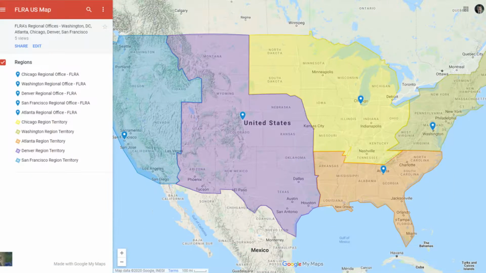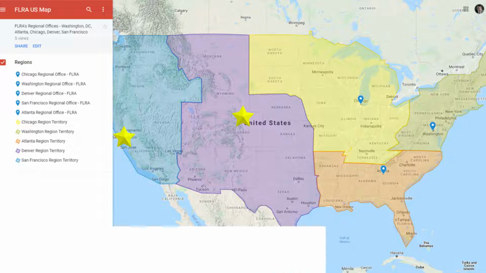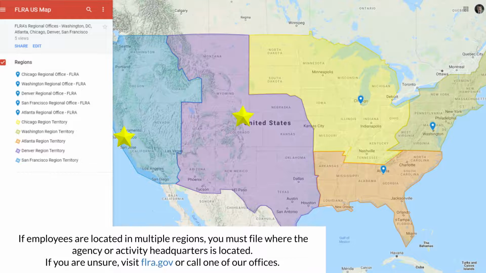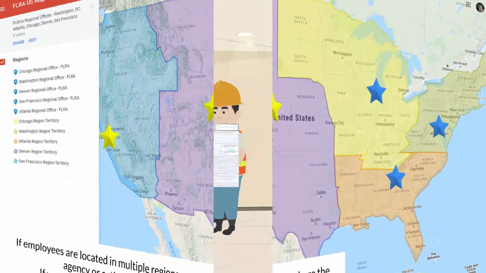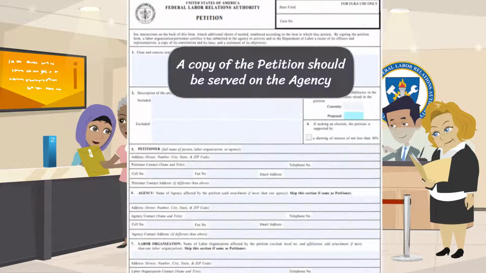The petition should be filed with the regional director in the FLRA region where the unit or affected employees are located. For example, if the office is located in California or Hawaii, you need to file with the San Francisco Regional Office. If Texas or Arizona, then file with the Denver Regional Office. If the employees are located in multiple regions, you must file the petition in the region where the agency or activity headquarters is located. If you are unsure about where to file, please visit our website or call any regional office. A copy of the petition should also be served on the agency.